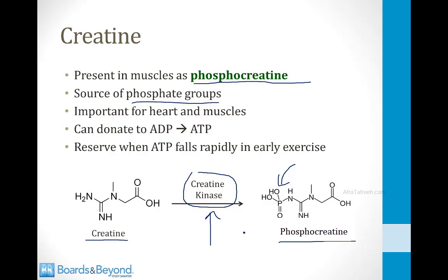And the purpose of phosphocreatine inside your muscle cells is to donate this phosphate group to ADP to create molecules of ATP very rapidly without having to wait for glycolysis in the TCA cycle. So phosphocreatine serves as a reserve of phosphate groups for when ATP levels fall rapidly during exercise.